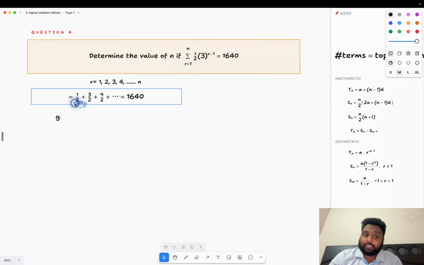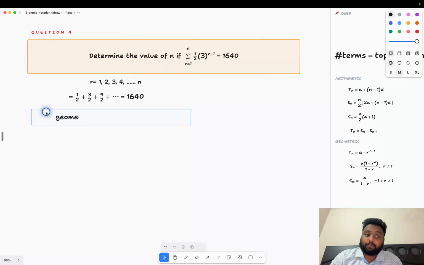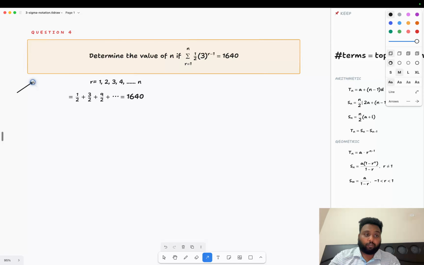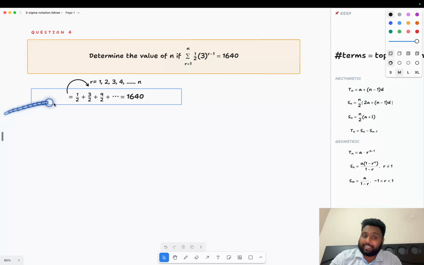Now when we look at this, which type of series or sequence do you think it is? We know that the common ratio is found by dividing these two terms, right? We have to divide these two terms. So in this case, we have a geometric series. Each next term is getting multiplied by 3. It's 1 by 2 multiplied by 3, 3 by 2 multiplied by 3, and so on and so forth.